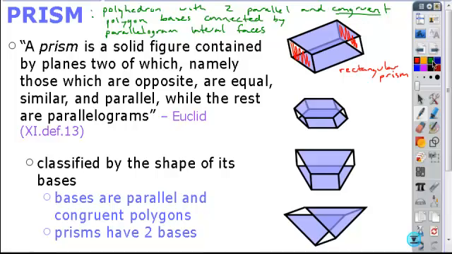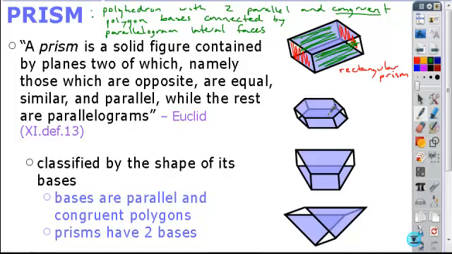Yeah. What if I took this front and this back face? Are those parallel and congruent? Yeah. Are they connected by parallelograms? Yeah. So the one thing unique to rectangular prisms is that any set of opposite parallel and congruent faces could be considered the bases of that prism. And that's not always the case. It's only on a rectangular prism.